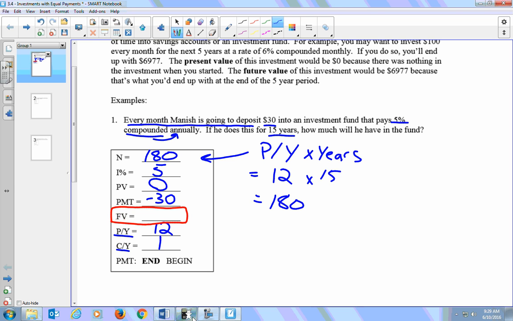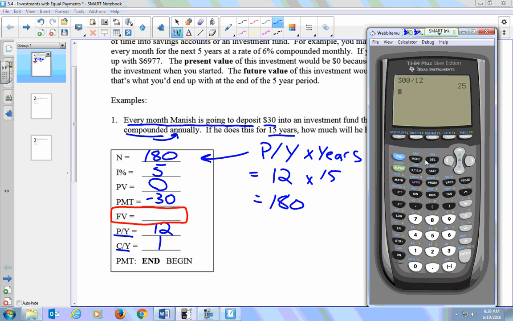We can go to our TVM solver. Again, we go to apps. It says finance, press enter. TVM solver is highlighted, press enter. And whatever's in here, we can just type over. So our N was 180. Our interest was 5%, so 5 goes in there. Our present value was 0. Our payment was $30 a month, so we press this negative button first, negative 30.